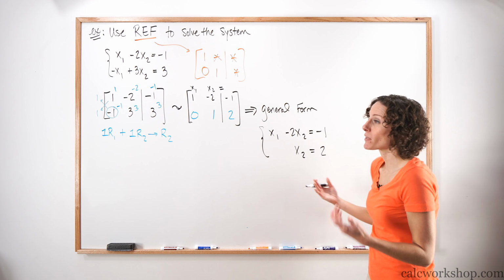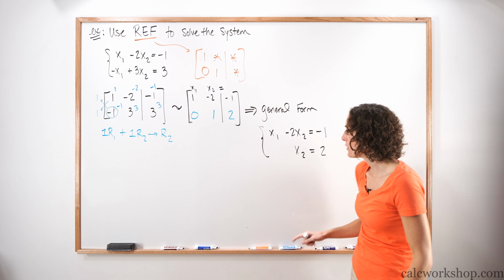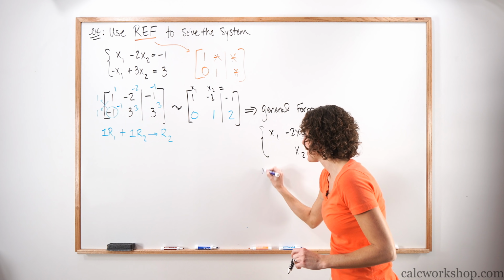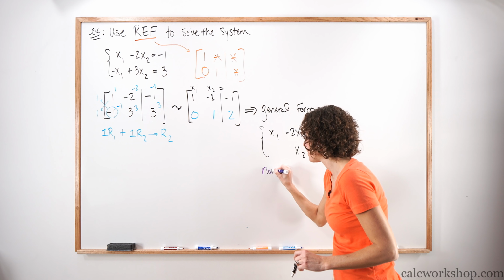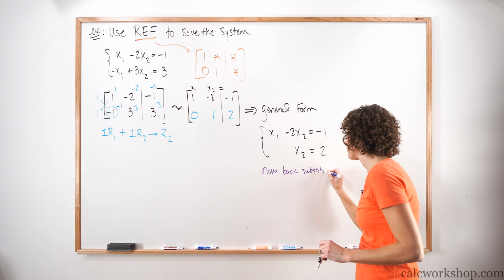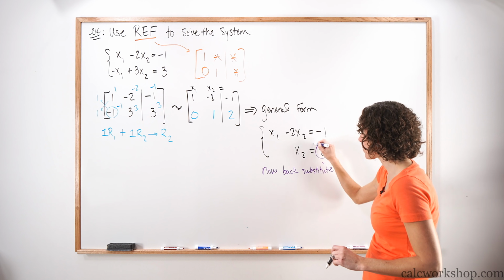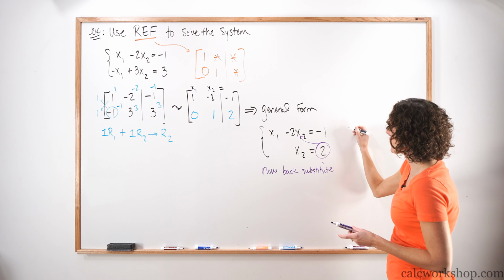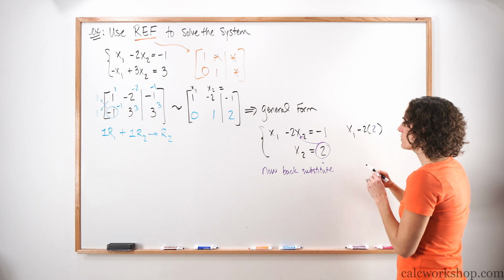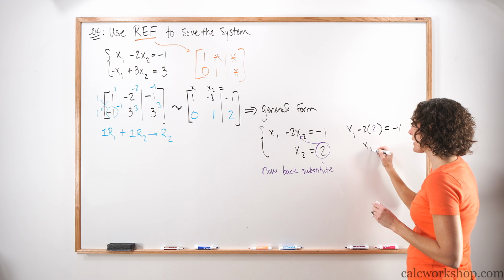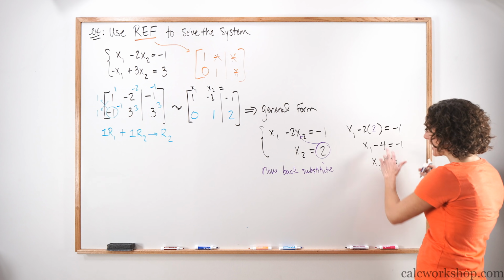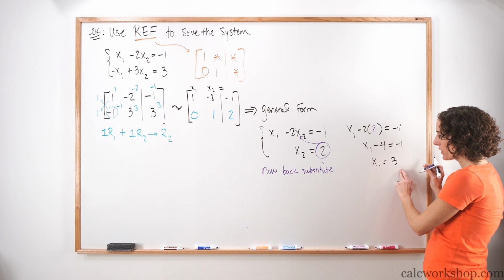Well, what are we going to do now? Unfortunately, since we didn't do our RREF, we still have to find out what x1 is by back substituting. So now, back substitute. We're going to take this value and plug it in. So what we have is x sub 1 minus 2 times 2 equals -1. So x sub 1 minus 4 equals -1. X sub 1 equals 3. If I add the 4 over, 4 plus -1 equals 3.